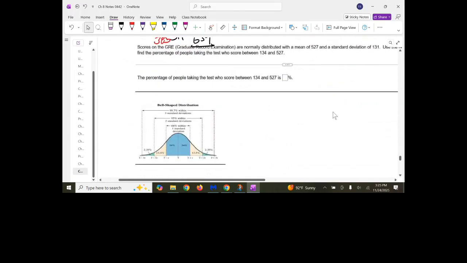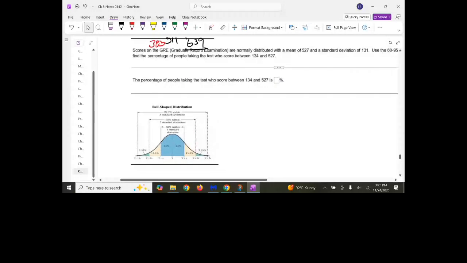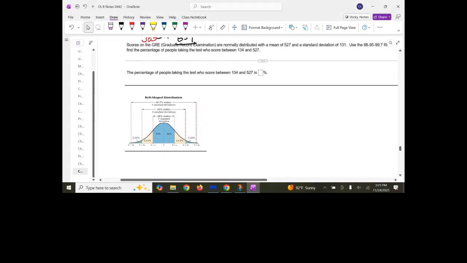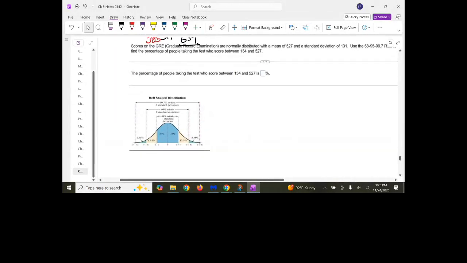Let's try another one. We'll do the same thing here. It says scores on the GRE are normally distributed with a mean of 527 and a standard deviation of 131. First thing I'm going to do right here in the middle is put 527. Now we want to find the percentage of people taking the test who score between 134 and 527.